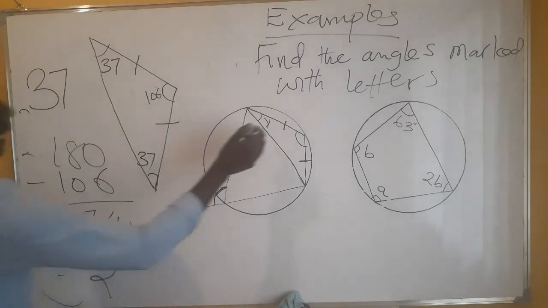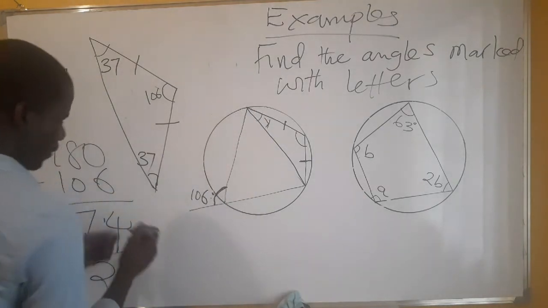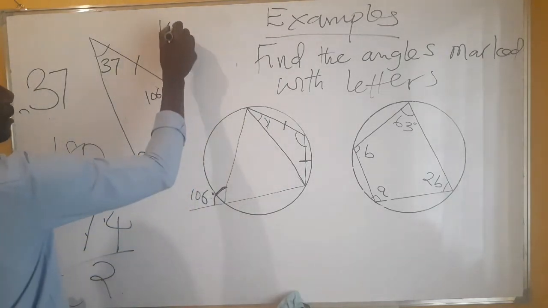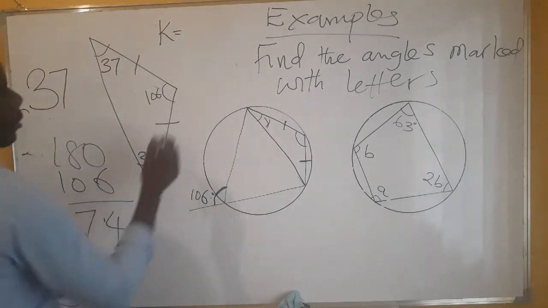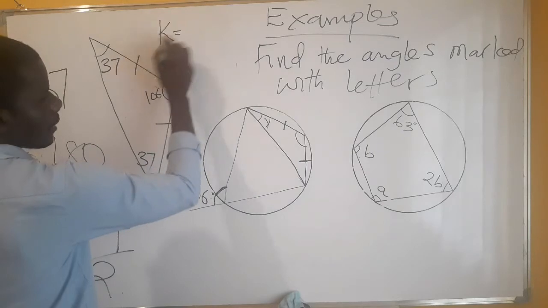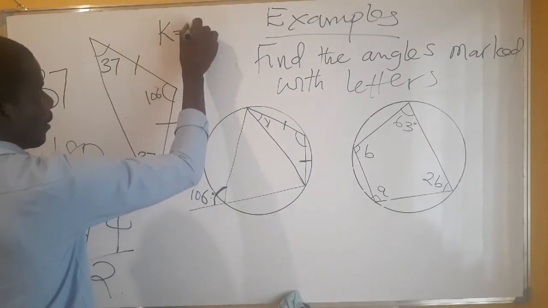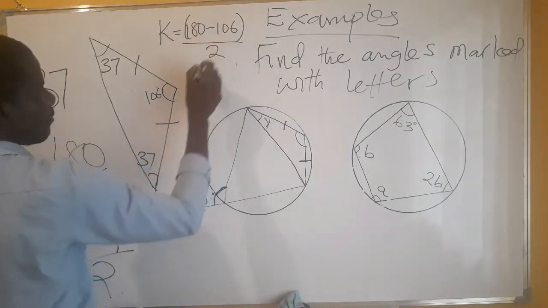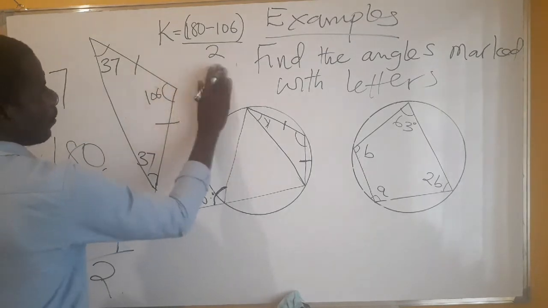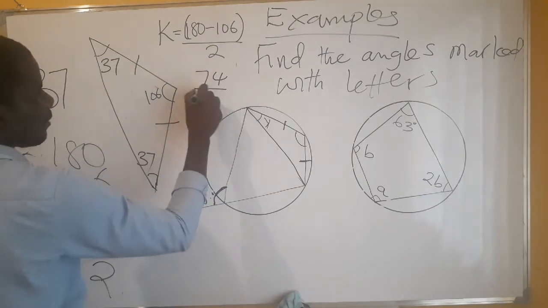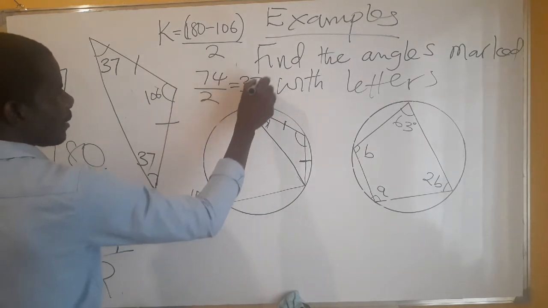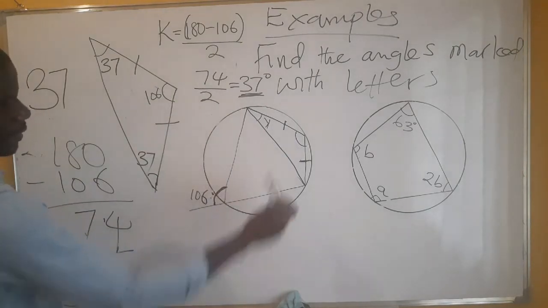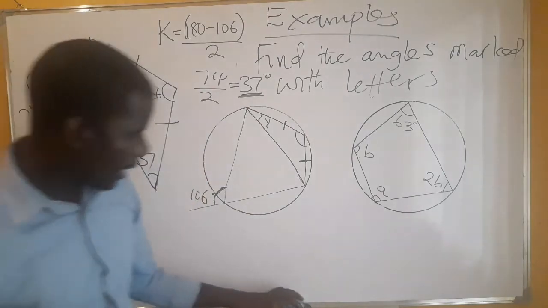Okay? So the value of k is equal to, remember what we said? First of all, 180 minus 106. Then this should be divided by 2. What we are going to get here will be 74. 74 divided by 2 is going to give us 37 degrees. And that is the value of k. So you see, we are applying those same theorems.